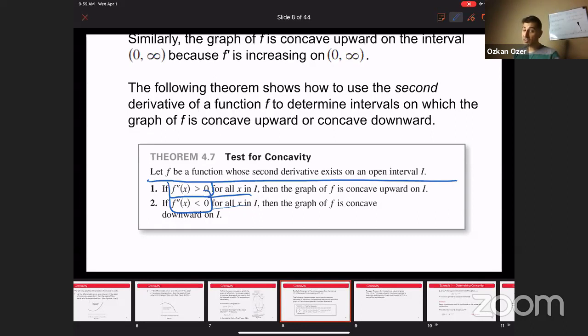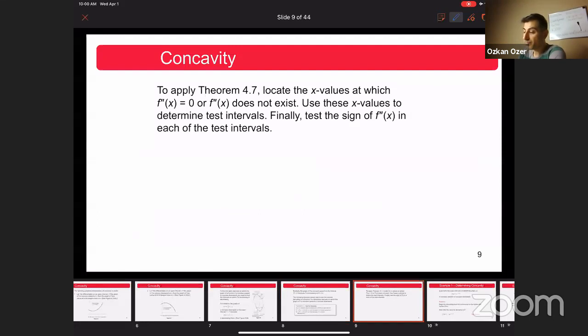In the previous section, remember, we were checking the sign of f prime to determine if f is increasing or decreasing. Now this is a different situation. We're checking the sign of f double prime on the corresponding subintervals to determine the concavity of the function.